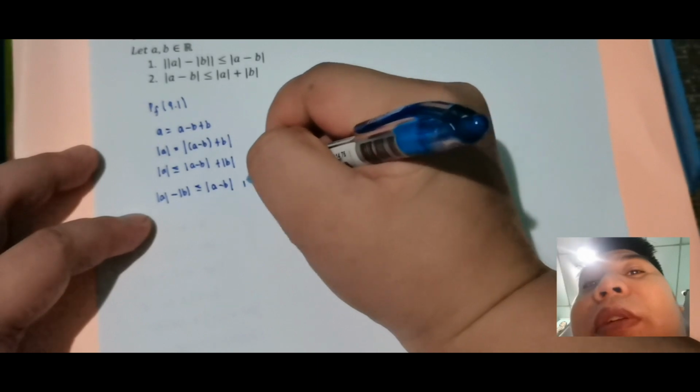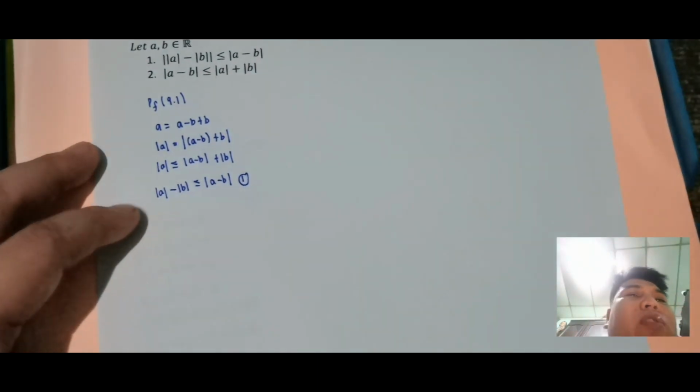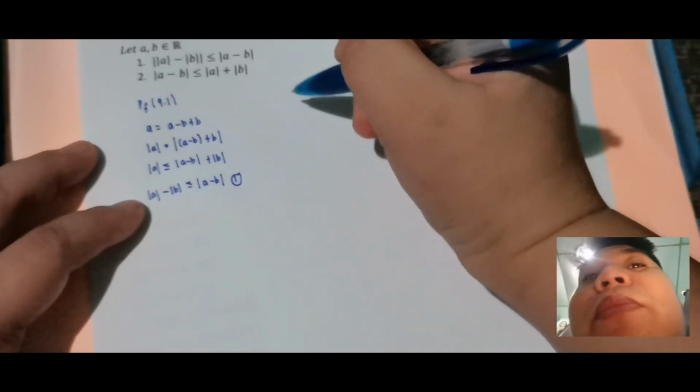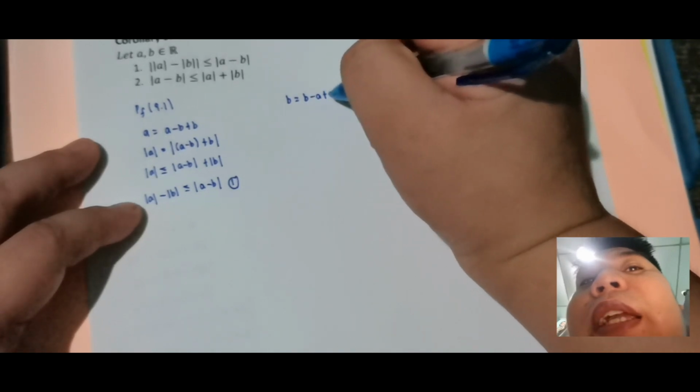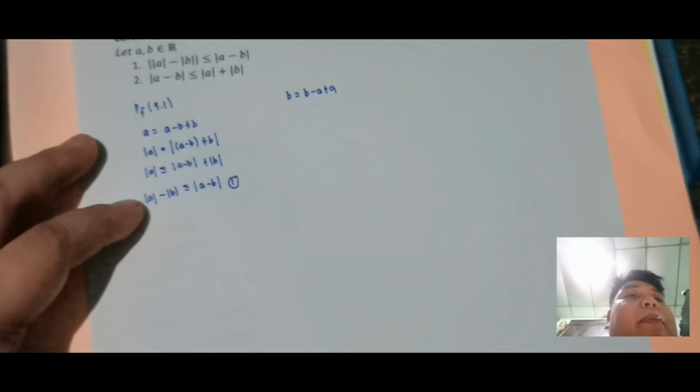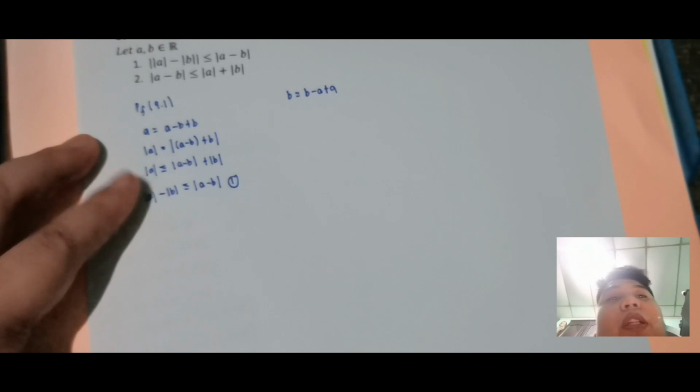Okay, so ganyan yung nangyari. So, ito yung equation number 1. So, mamaya i-observe kasi natin siya. Okay, so next is observe naman natin si letter B. Si B ay equal kay B minus A plus A. Tama naman. So, wala akong ibang ginawa. Katulad din dito kay A.